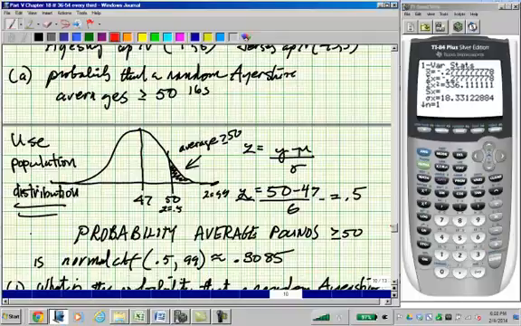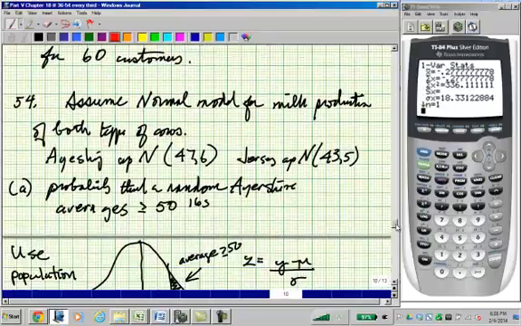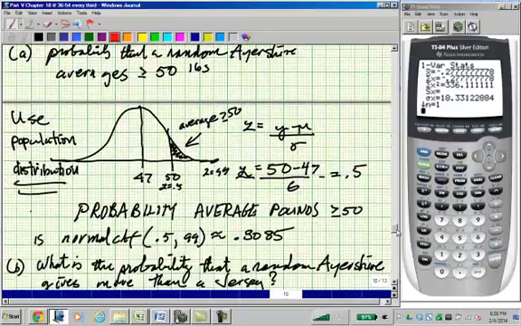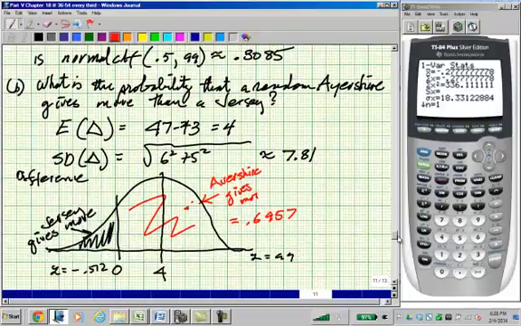Okay, so we put down 50, and we want to know the z-score of 50. So what's the probability that it averages greater than or equal to 50? 50 minus 47 divided by 6 is 0.5. So the probability that the average pounds are greater than or equal to 50 is the normal CDF of 0.5, comma 99, which is about 31%. So there's a 0.31 probability that the production averages more than 50 pounds on a daily basis.